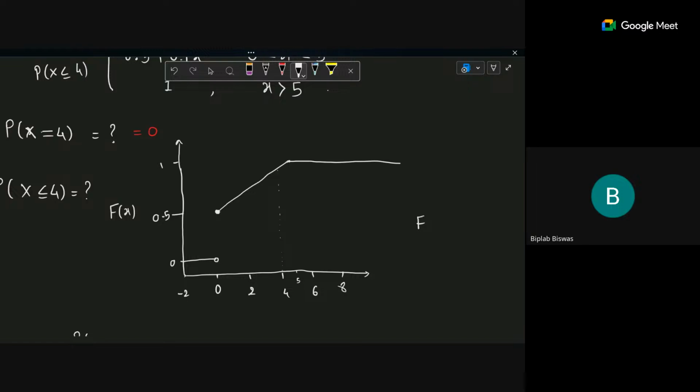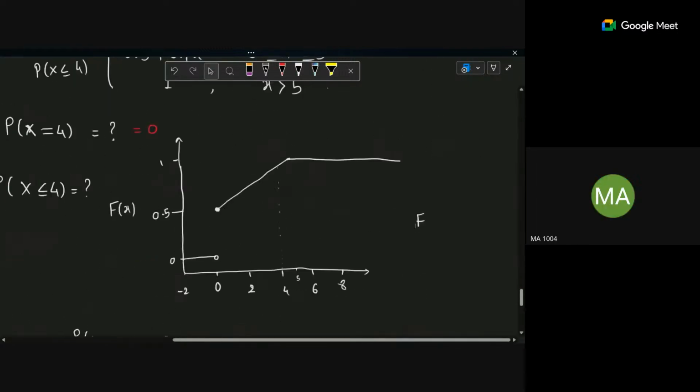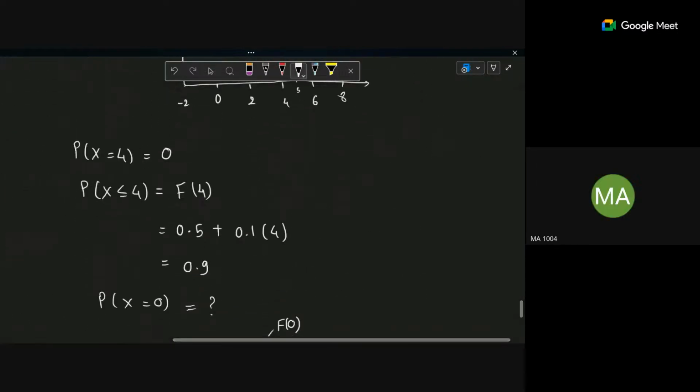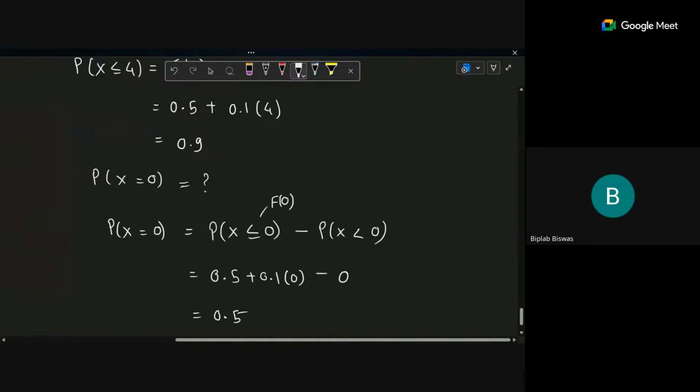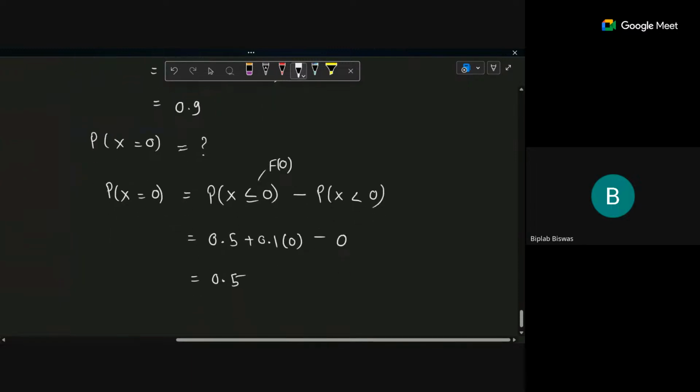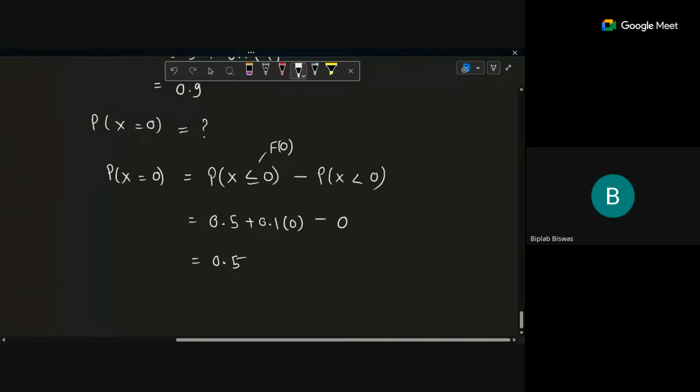Just wanted to see the questions. See here, I have done F of 4. At that time, we put the values, but when we were calculating probability at exactly 4, it was 0. At X equal to 0, it is not continuous. Because it is piecewise continuous, there is a jump at X equal to 0. So that's why we are saying this is 0.5.